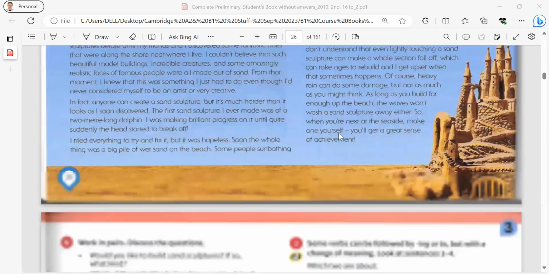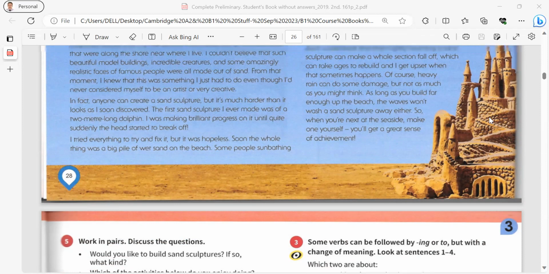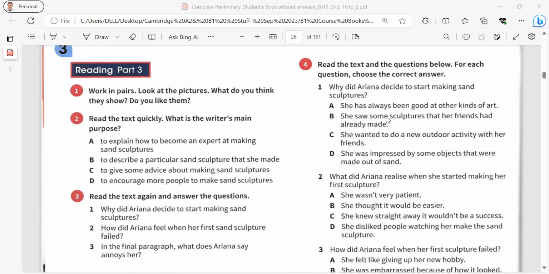Sculptures, as you see in the picture, are figures made of sand. The shapes may be buildings, may be persons, it depends. Why did Adriana decide to start making sand sculptures? Okay, so here, look for the answer. It should be in paragraph one.